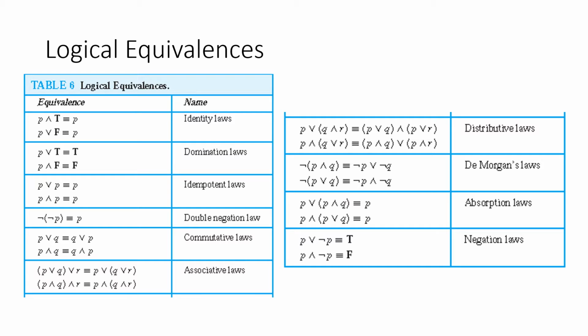We could also have the absorption law. P or the quantity P and Q is equal to P. Then P and the quantity P or Q is also P. Then we have the negation laws. P or the negation of P is true, and P and the negation of P is false.